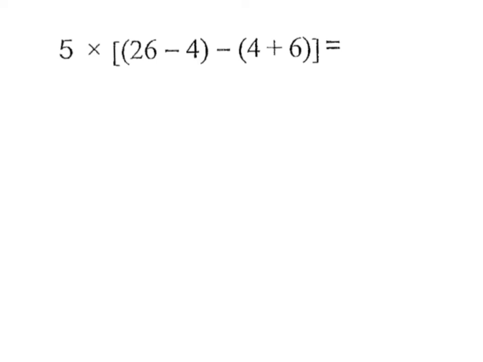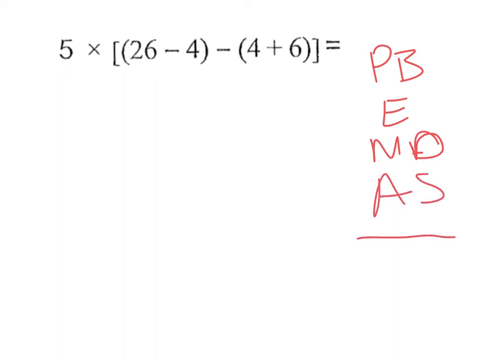All right, this next problem is 5 times open bracket, open parenthesis, 26 minus 4, close parenthesis, minus open parenthesis, 4 plus 6, close parenthesis, close bracket. Again, out to the side, I'm going to have my little notes here just to help me through it. This would be good thinking when you solve these. Eventually you're going to get so good at this you won't have to do it, but at the beginning it might be really good.